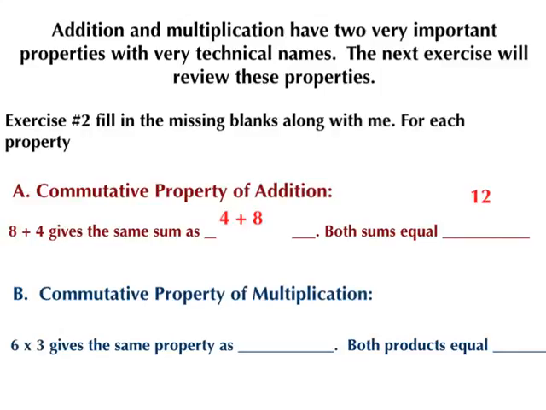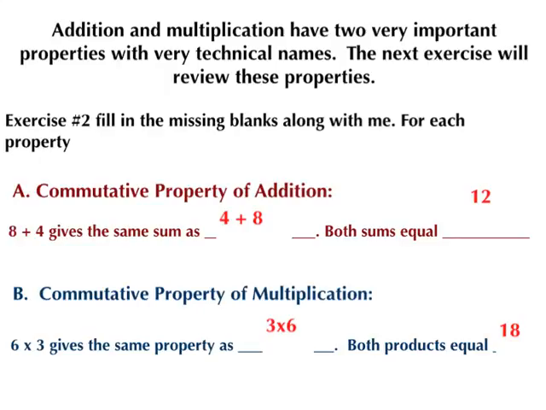Commutative property of multiplication says 6 times 3 gives the same product as 3 times 6. Both products equal, and you should know this one on your own as well, 18.